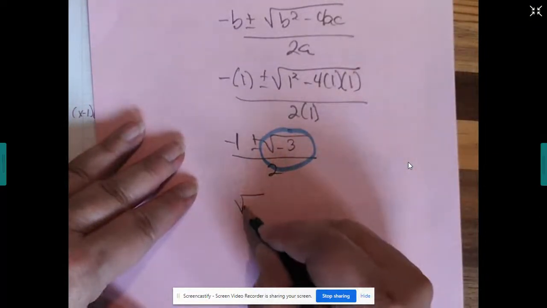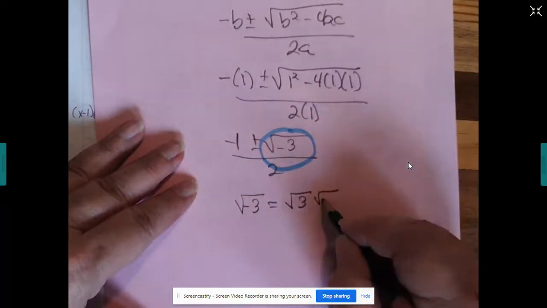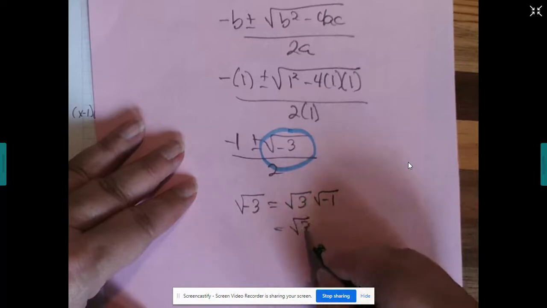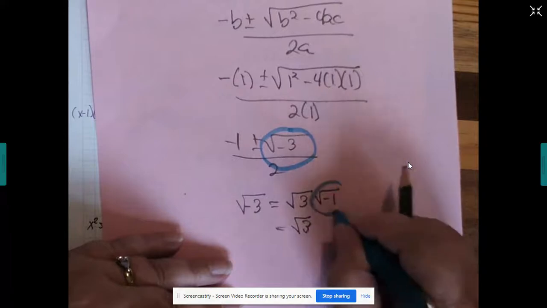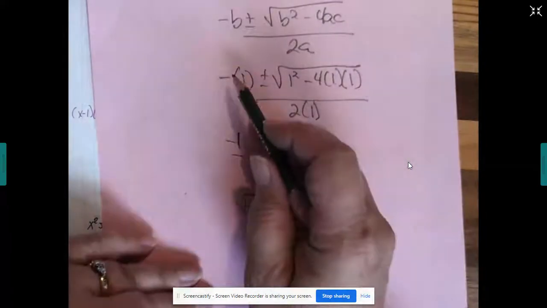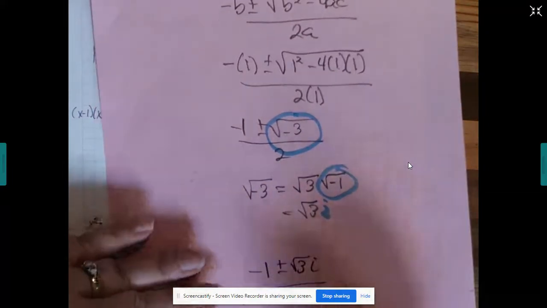Remember, if you take the square root of negative 3, that's the same as the square root of 3 times the square root of negative 1. Okay, you can't reduce that anymore, so it's root 3. And if you remember, this right here is equal to i. Okay, so what you're going to end up with is negative 1 plus or minus root 3 i, all over 2.